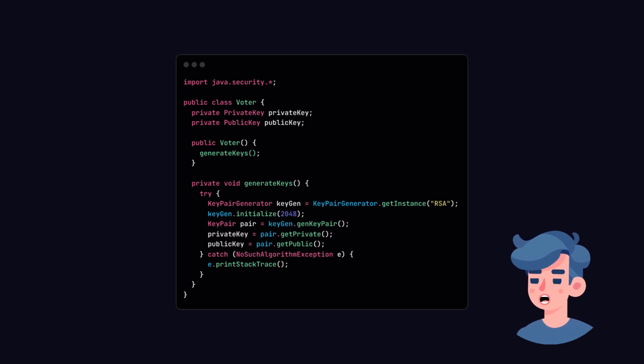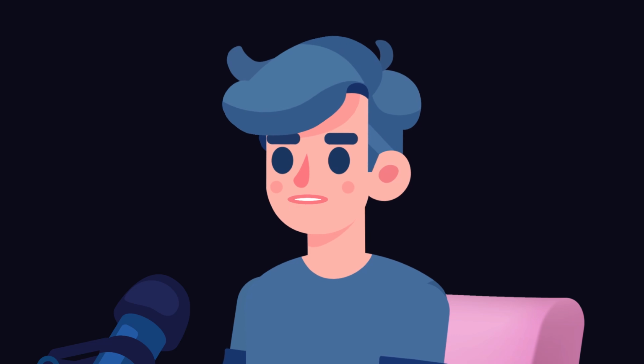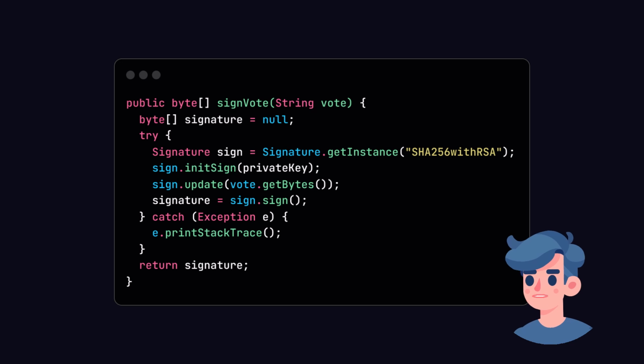To enhance our system, we can implement basic security features like digital signatures to ensure that votes are genuinely submitted by the intended voter. For that, we will use Java's built-in security package along with a simple public/private key encryption. In this code, we generate a public and private key pair whenever a new voter instance is created. The private key will be used to sign votes, and the public key will allow anyone to verify that the vote is valid.